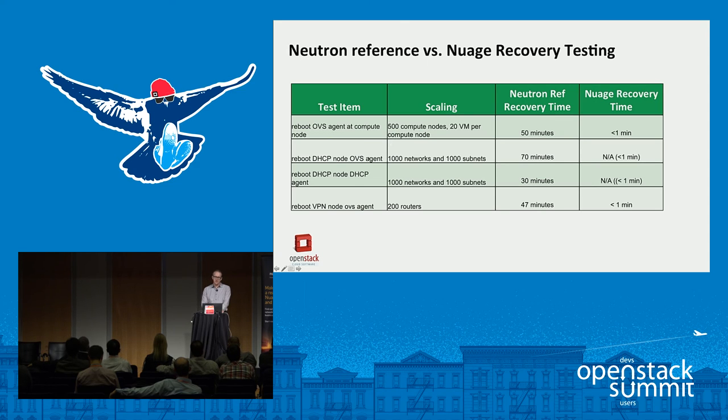I say not applicable because the DHCP agent is distributed, but we reboot a DHCP agent on the reference implementation versus rebooting the OVS agent and the VRS again on a compute, again, less than a minute. Same thing, less than a minute each time. We can also reboot any VRS node or any VSC node or multiple VSC nodes and traffic continues to pass. Recovery time is within a minute or two.